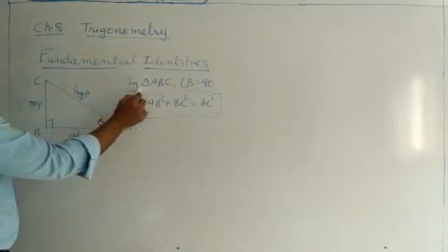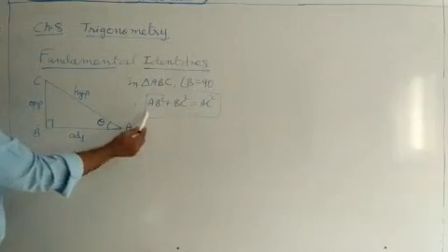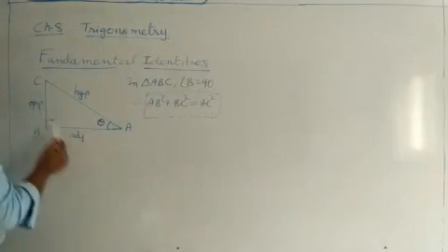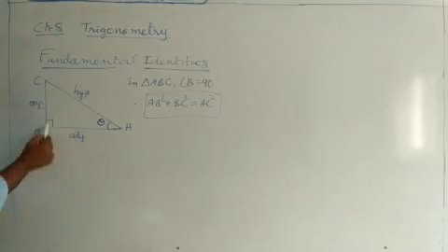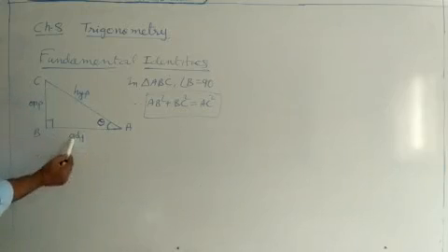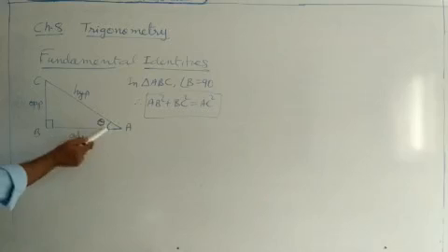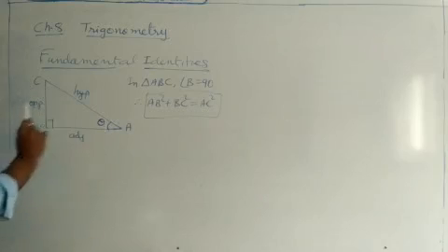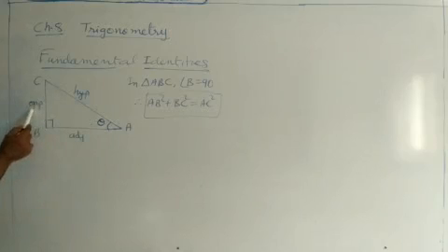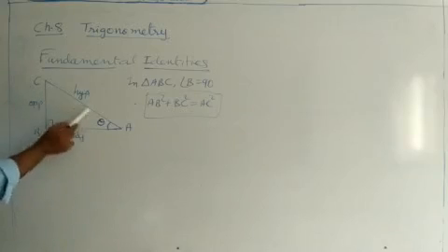For this, in triangle ABC, angle B is a right angle. Therefore, according to Pythagoras theorem, AB square plus BC square equal to AC square, where angle A is theta. So, with respect to this angle, opposite side is BC, adjacent side is AB, and hypotenuse is AC.